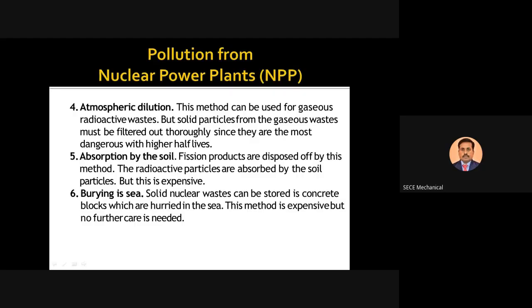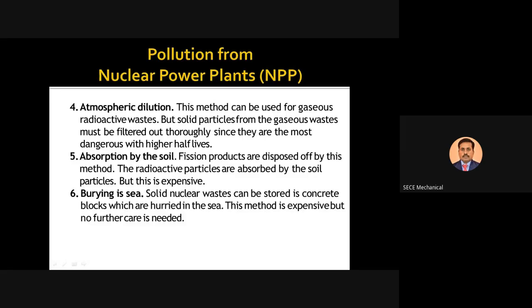And next one is absorption by the soil. The fission products are disposed of by this method. The radioactive particles are absorbed by the soil particles, which is very excellent. When we dispose of fissionable material as a solid into the soil, it will affect it. So by the absorption method we reduce the radioactivity and then dispose of it. But this is very costly and very expensive, so mostly we are not practicing it.